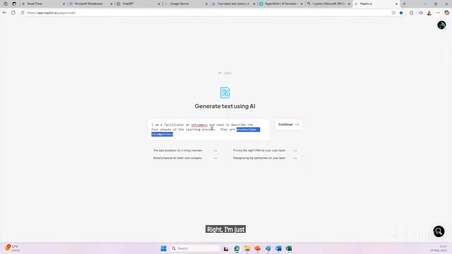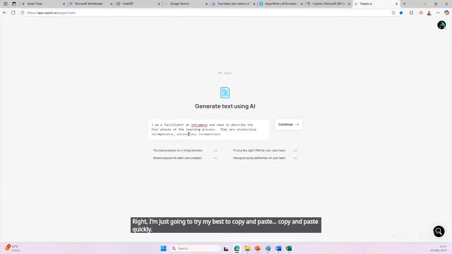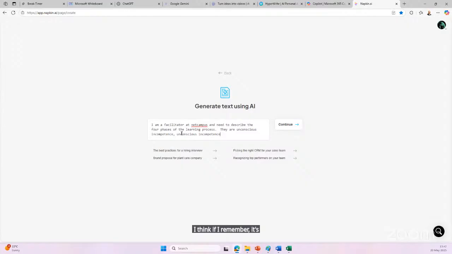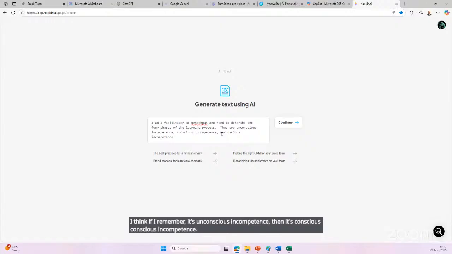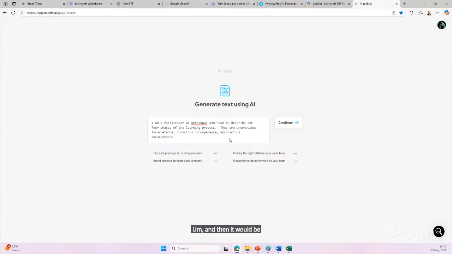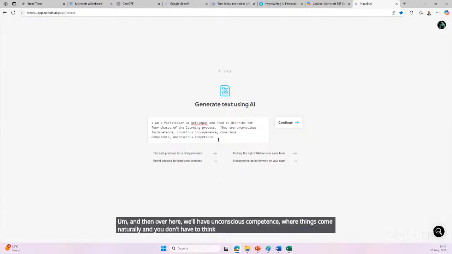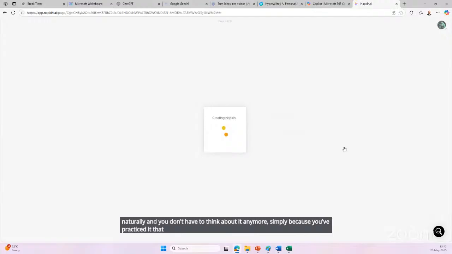Right, I'm just going to try my best to copy and paste quickly. If I remember, it's unconscious incompetence, then conscious incompetence, and then conscious competence. You still have to think about what you're doing, and then over here we'll have unconscious competence, where things come naturally and you don't have to think about it anymore, simply because you've practiced it that much. So let's see.